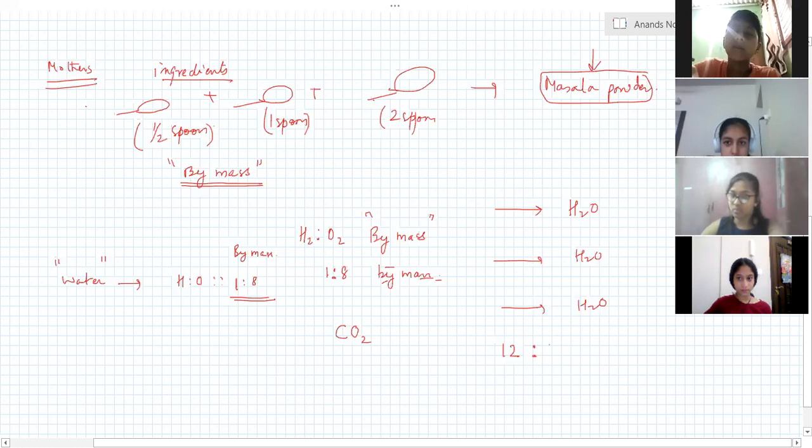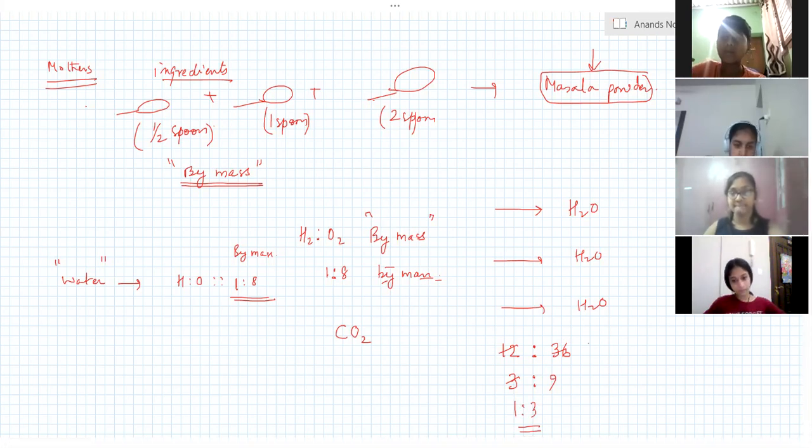O is 16. O2 is going to be 32. 36. So you take 12 and 36. 4 3s are 12. 4 9s are 36. Correct? 3 1s are 3. 3 3s are 9. That means carbon and oxygen always combine in the ratio of 1:3 in carbon dioxide by mass.